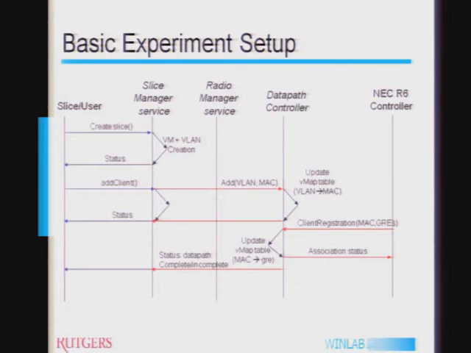Now the user says he wants to add a client, add 2 or 3 clients to his experiment. So he gives the add client command with his slice ID and the MAC address of the client. The data path controller aggregates this information and updates the virtual mapping table. So it creates the VLANs and creates the end-to-end data path. And information is sent to the user that the client has been added to the slice.